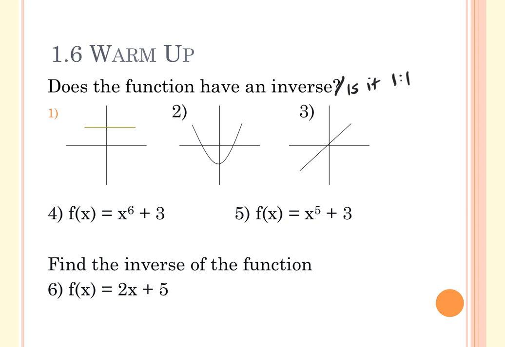So for number 1, does it have an inverse? No. A horizontal line would literally hit every point in that. So this is no. 2, does it have an inverse? No. If I drew a horizontal line through it, it's going to hit it more than once. 3, does it have an inverse? Yes. And if I wanted to find it, I would plot some points and then I would switch them to make my inverse.